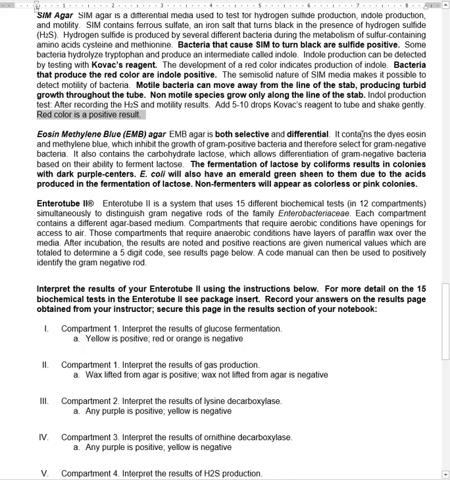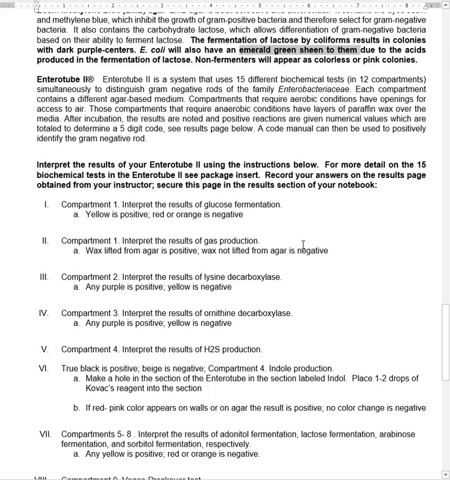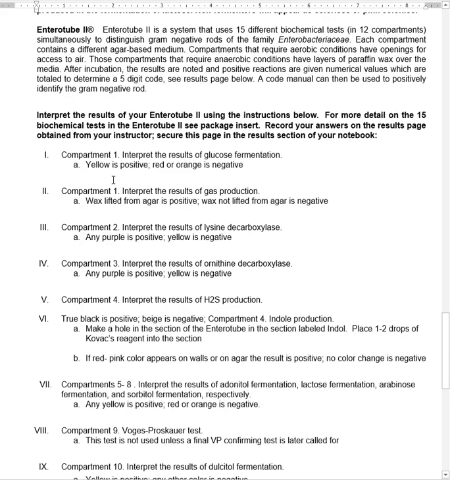EMB, selective and differential, we talked about this already. Eosin, we talked about that. Fermentation of lactose by coliforms gives a dark purple center; E. coli has the metallic green. And here we don't have a video for you guys on how to interpret this. Again, it's in the book.